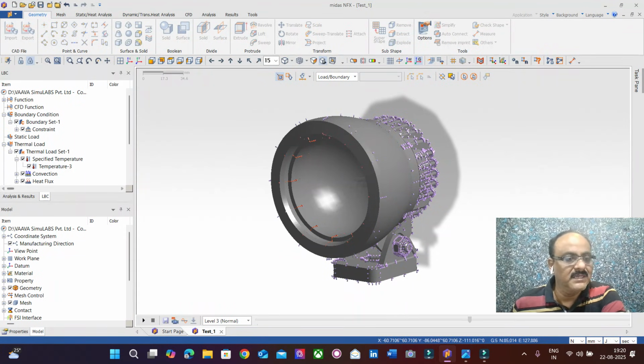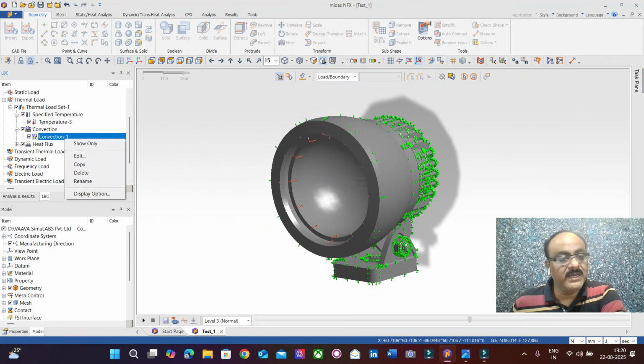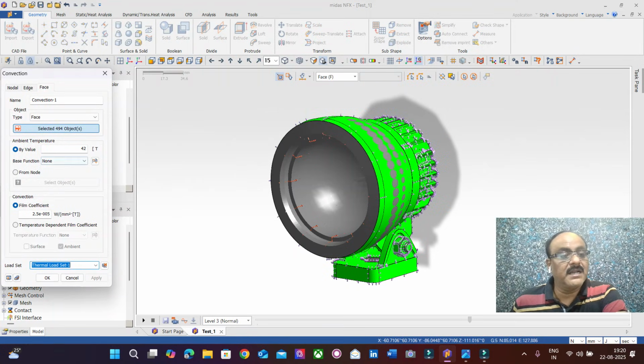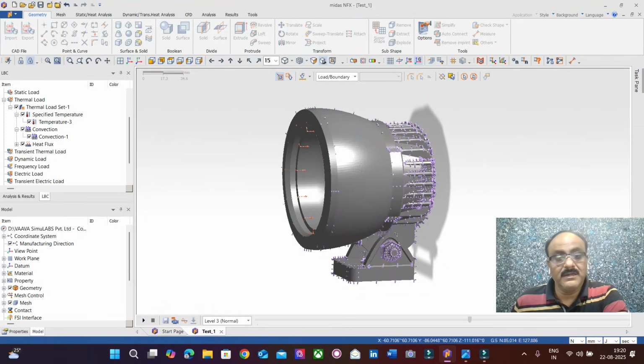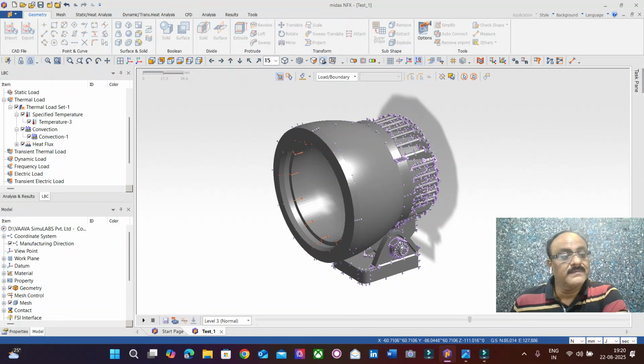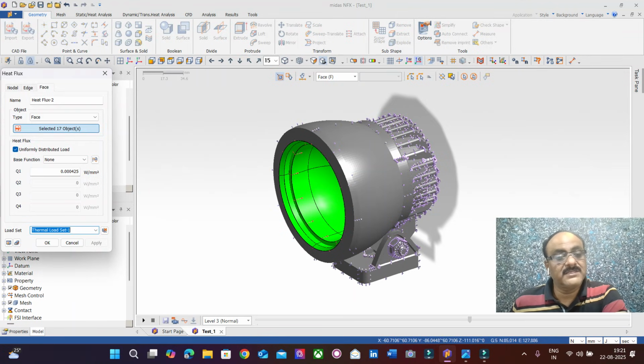Okay, and now apart from the temperature of the heat source, I mean the bulb, we are giving the convection coefficient of air. Here we are giving it as 2.5 e raised to minus 5 watts per millimeter square. So that will be the convection factor, and we are giving it to the surrounding mediums. Then we are also giving a heat flux. The heat flux value is 0.000425 watts per millimeter square.